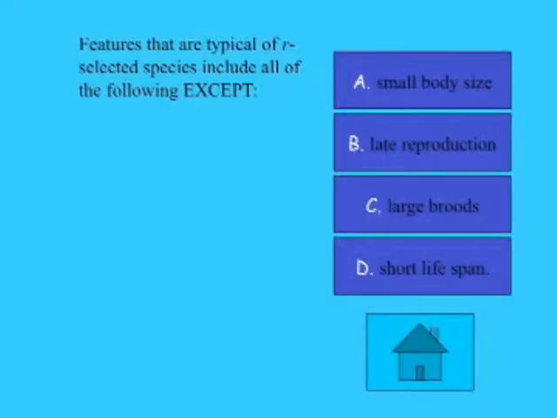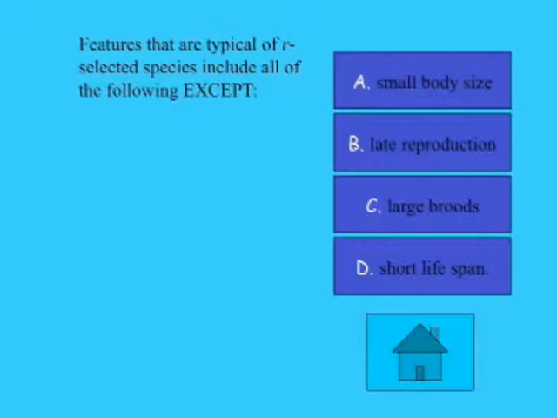Features that are typical of our selected species include all of the following except for one thing. They include small body size, B, late reproduction, C, large broods, or D, short lifespan.